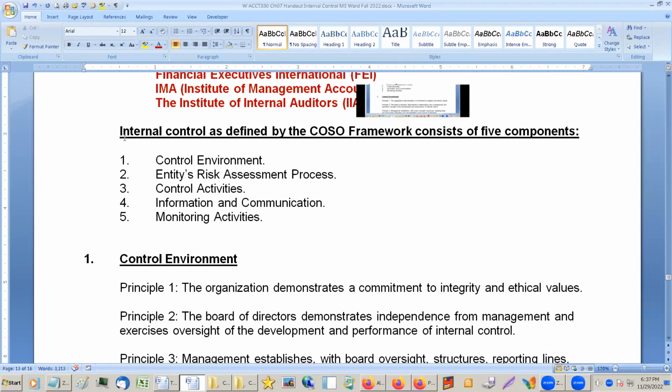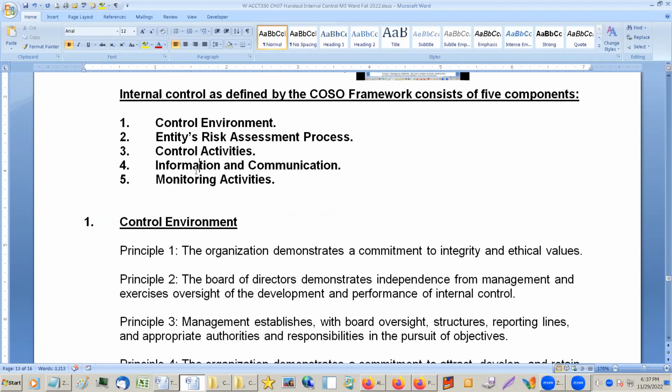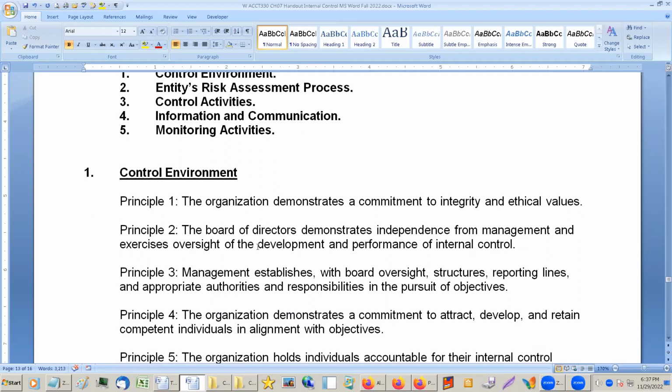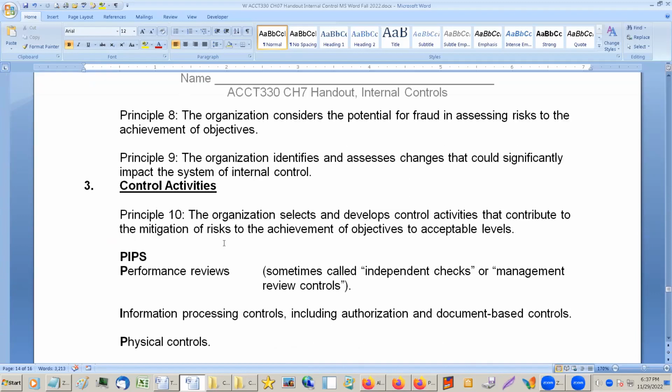Okay, so there's 5 components to it. I'm not going to go too far into these, but these are the 5 components to it. The environment, risk process, controls, communication, and monitoring, kind of a loop that goes back to the whole thing. And we are not going to go into too many of these.